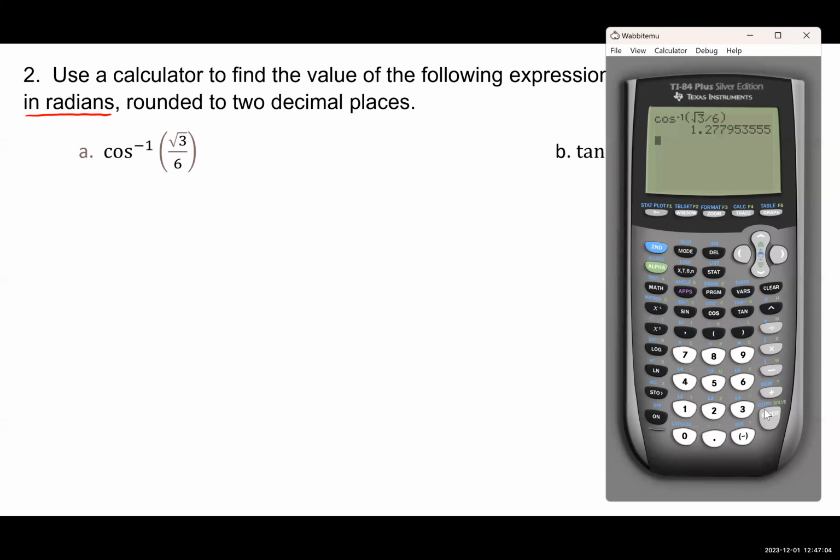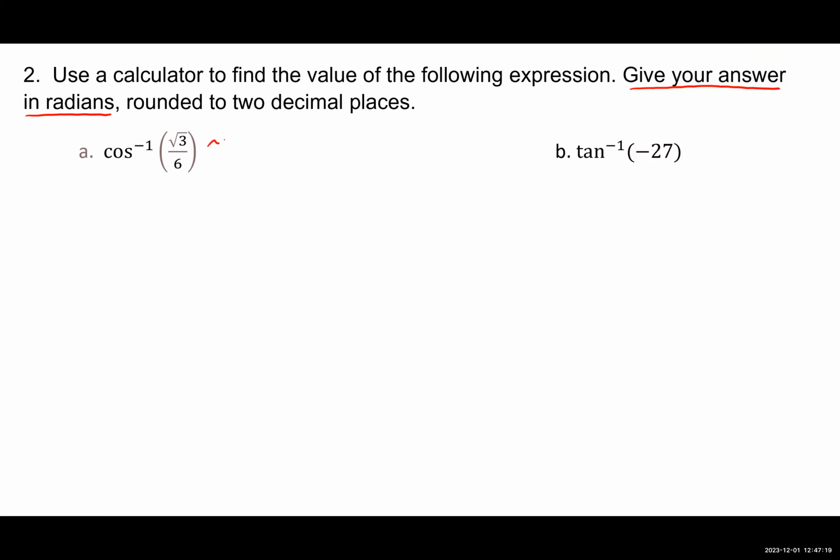1.277953 something something something. We want to round to 2 decimal places, so it looks like 1.28 radians. I use the squiggly equal sign because that means approximately equal to. So the cosine inverse of the square root of 3 over 6 is not equal to 1.28, but it's very close. We rounded it to 2 decimal places.